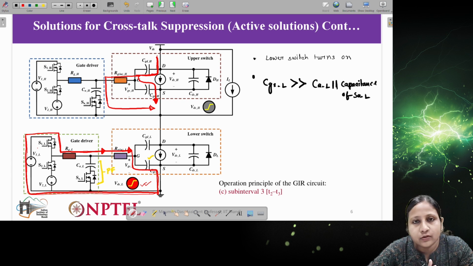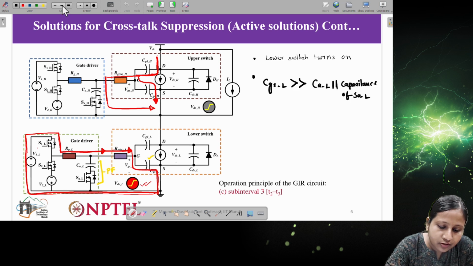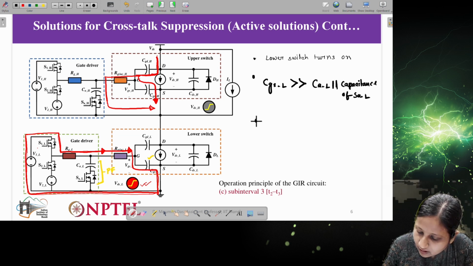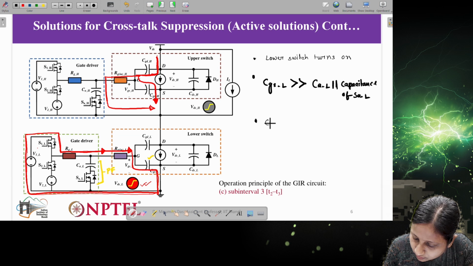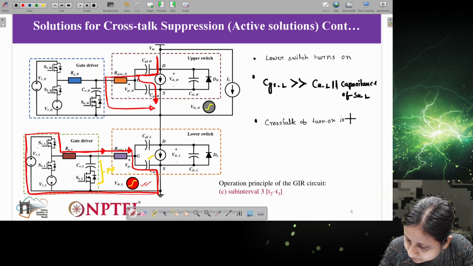So this line will not impact the turn on condition. In this case, crosstalk is eliminated. So the main outcome from this particular subinterval is that crosstalk of turn on is suppressed.